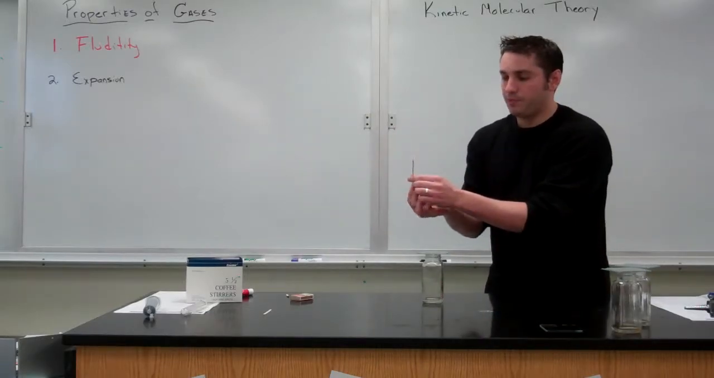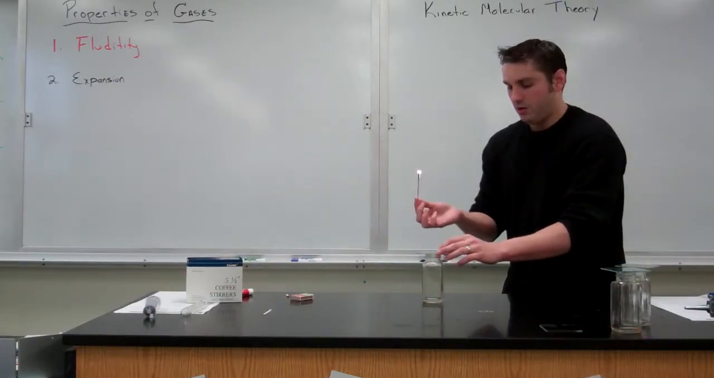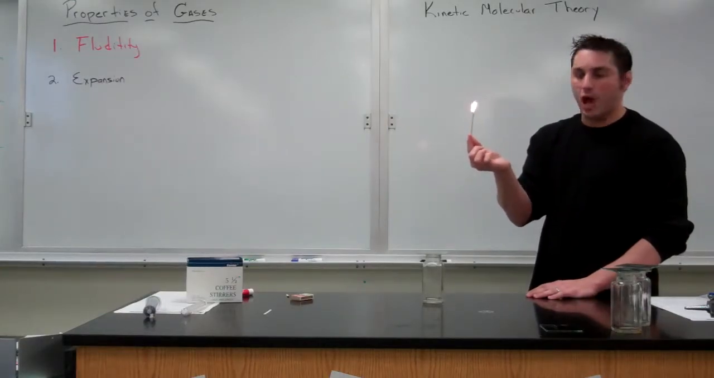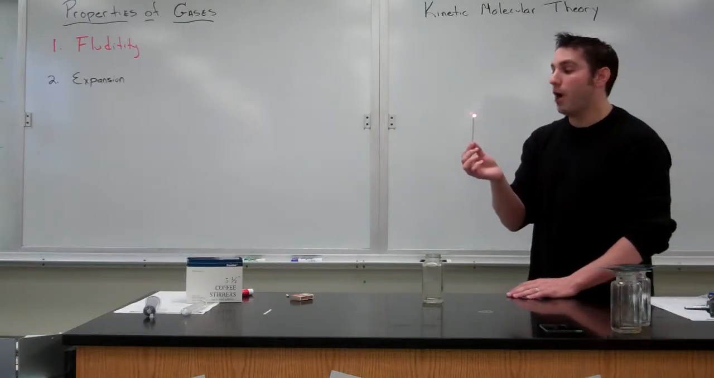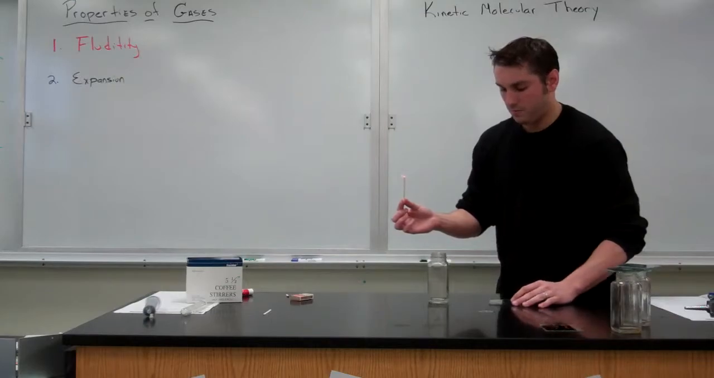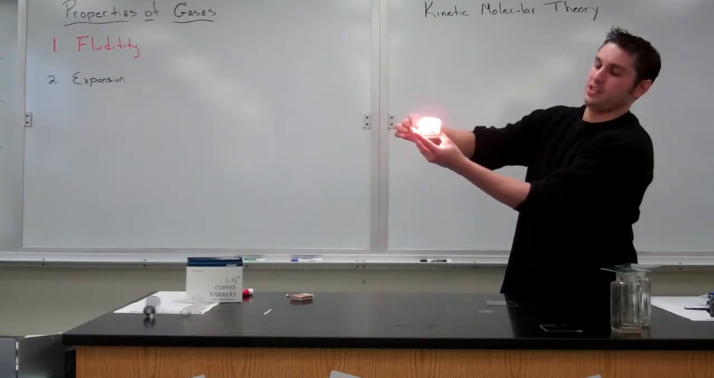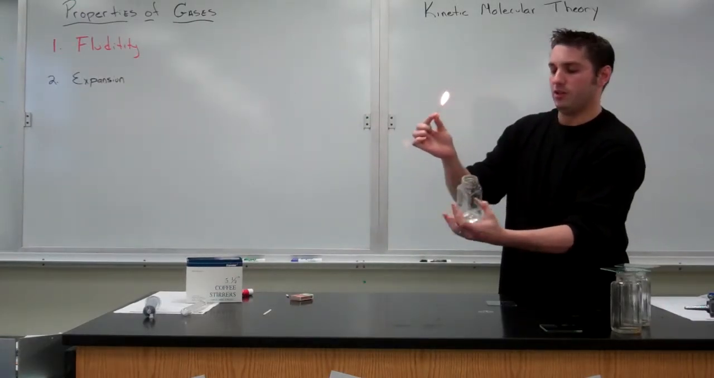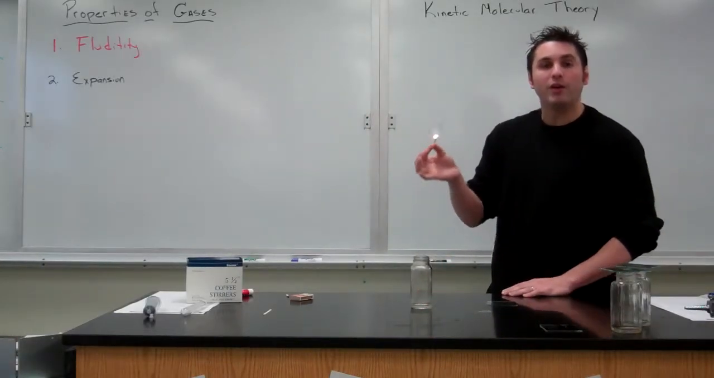So we take our glowing splint into the top 5. Sure enough, it relit, definitely oxygen present at the top of the bottle. Let's blow it out again, and this time we'll test the bottom 5. As you can see, the splint is continuing to burn brightly at the bottom of the bottle, proving that oxygen has expanded to fill the entire container.